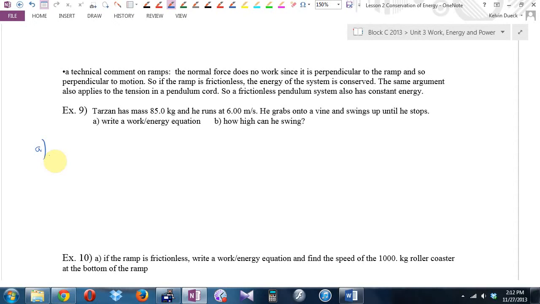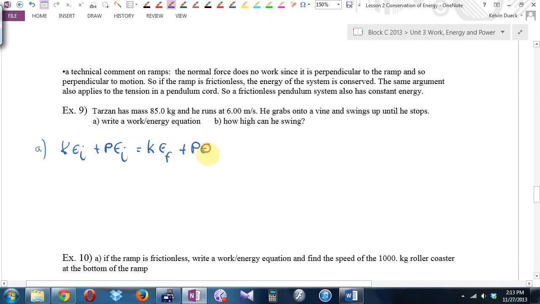And at the top, for a split second, how much kinetic energy will he have? 0. Is this a change in height? Is this a change in speed? Is this a curvy path? This is definitely a job for conservation of energy. No heat, because I think we're frictionless here. It says write a work energy equation. Well, there you go. Are any of these 0?